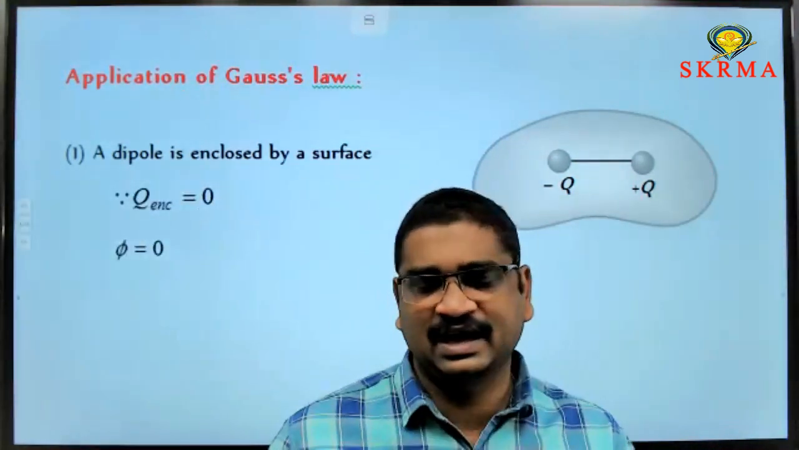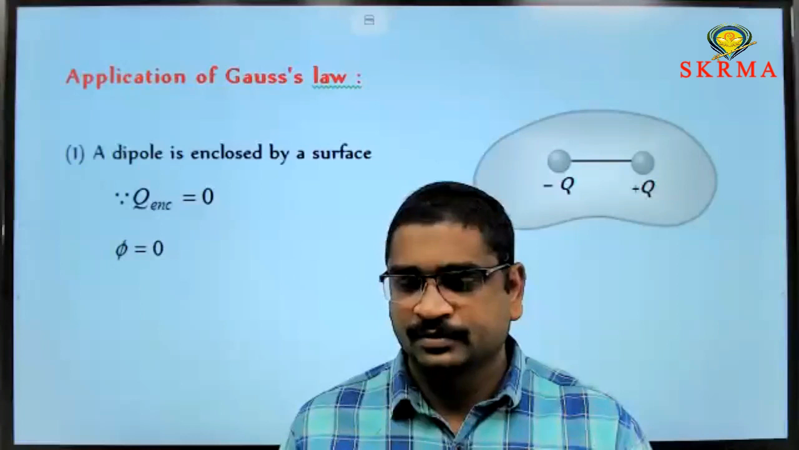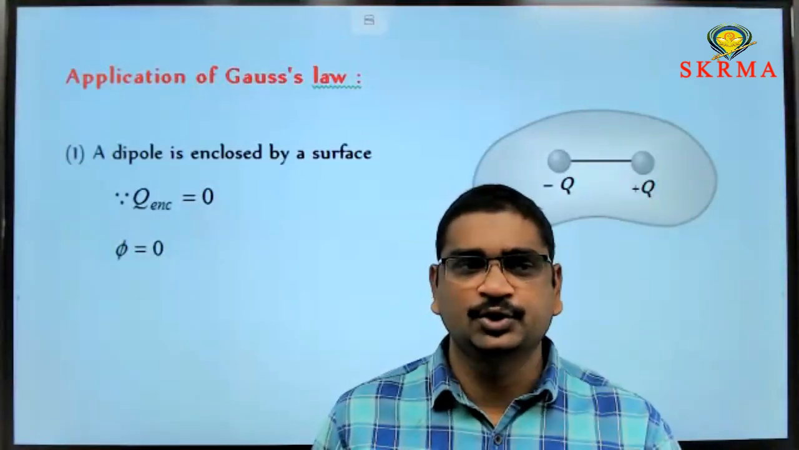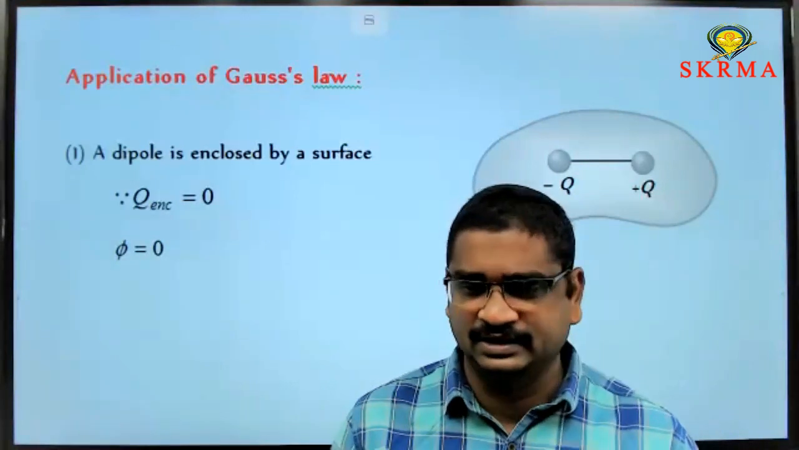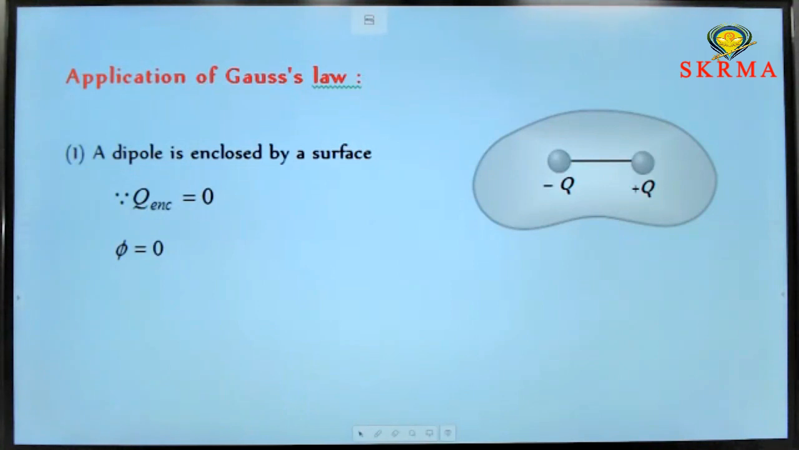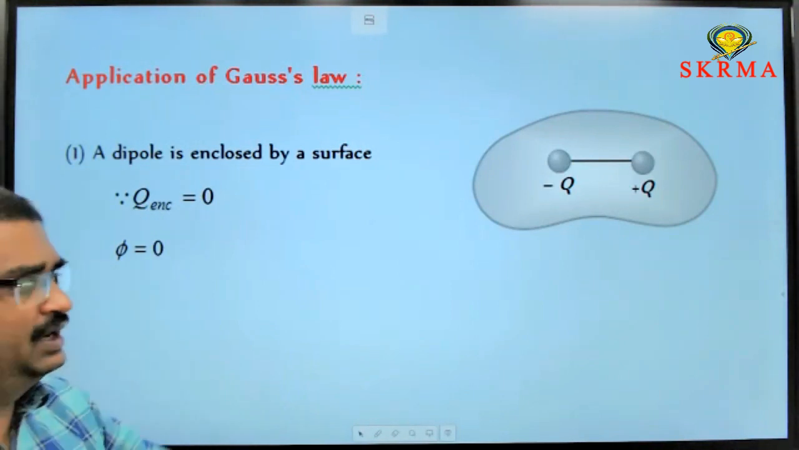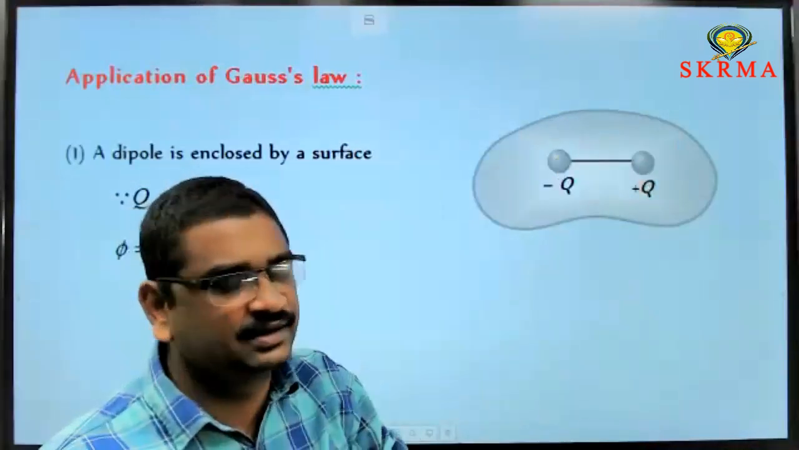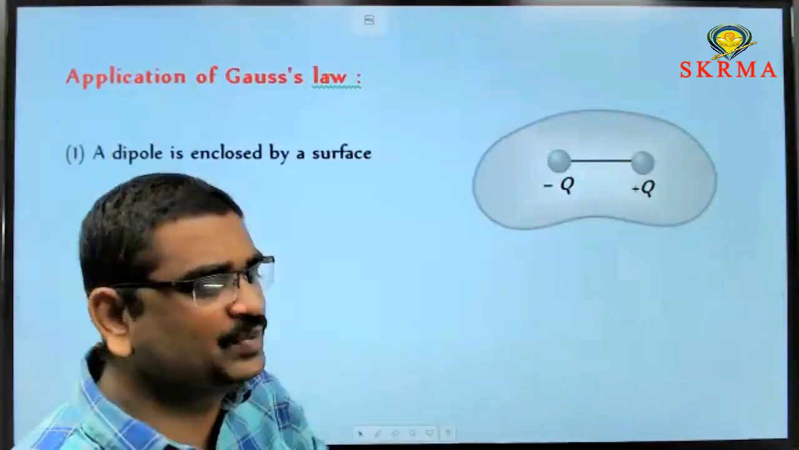What is the formula for Gauss law? Phi equal to 1 by epsilon naught into Q enclosed, or Q total in that surface. Q enclosed. Now, first application. For example, here is the surface. Within the surface, one dipole is placed.